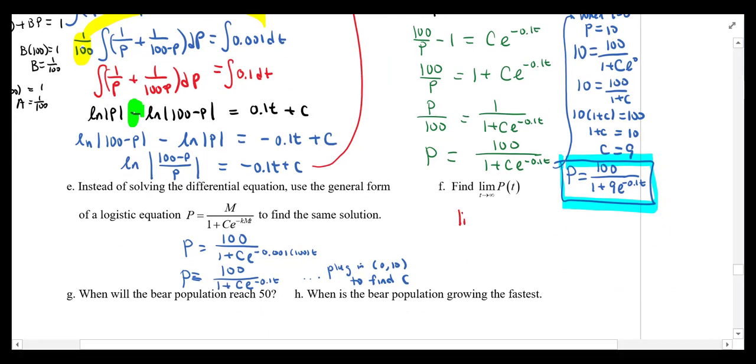I think so, because I'm asking you now to take the limit as t approaches infinity of 100 over 1 plus 9 e to the negative 0.1t. And when t goes to infinity, I have e to the negative infinity, which pretty much is 0. So that's just 100 over 1 plus 0, which is just 100. Makes total sense.